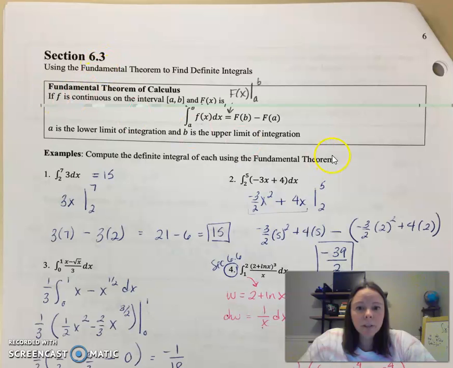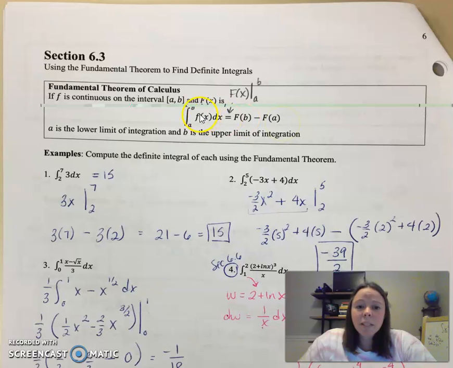Sorry about that line right there. Notice we need the original function in order to subtract. So we have this little middle step where we find the antiderivative, and we put a bar here, and we indicate the upper and lower bounds, and then we can plug in f of b minus f of a.